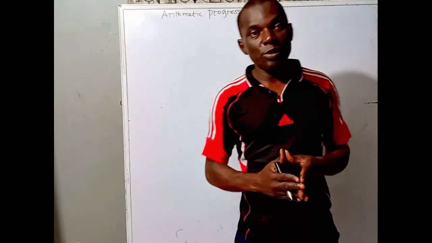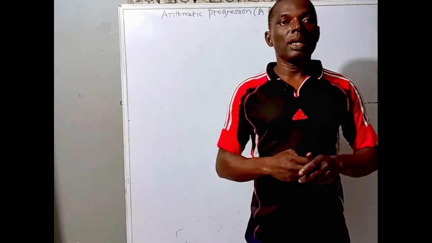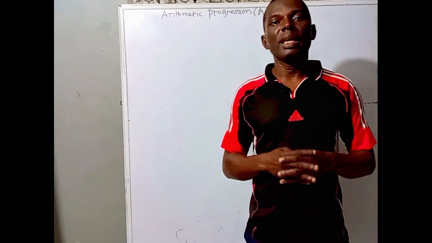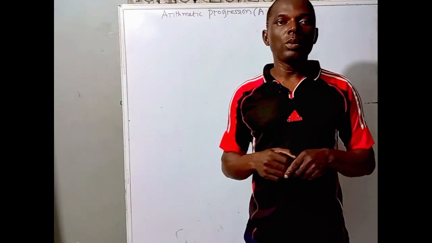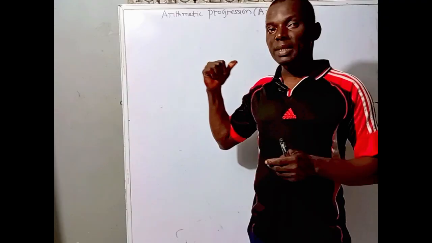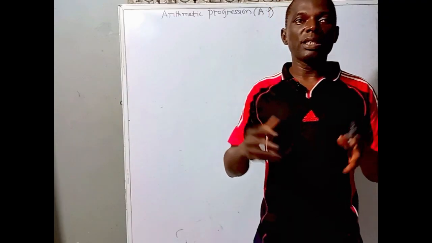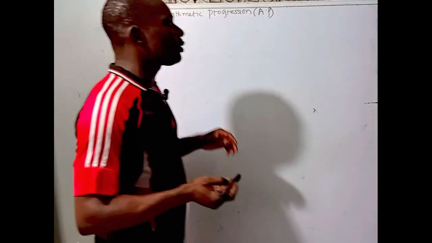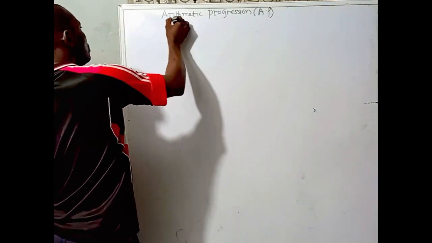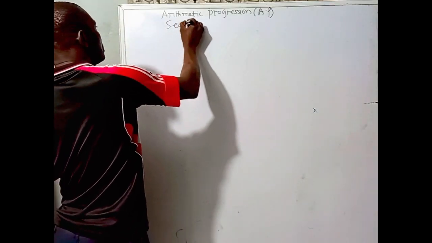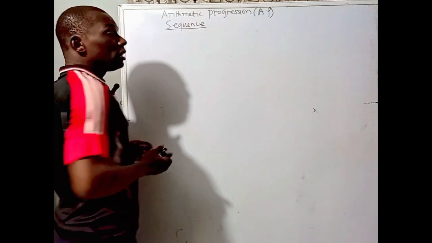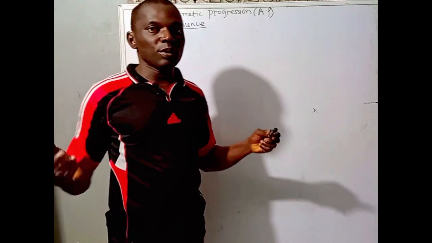In this virtual class, we will be looking at what we call arithmetic progression. We're going to look at an introduction to arithmetic progression. The short form for it is AP. So, the first thing we have to understand about arithmetic progression is that we must understand this word, sequence. Okay, we understand what sequence is or what sequences are.